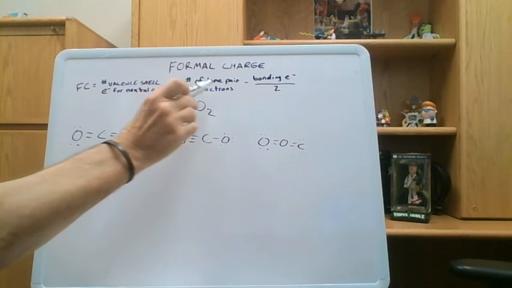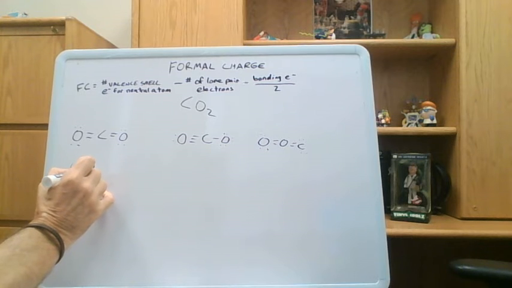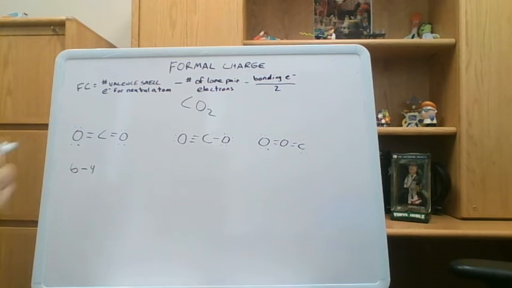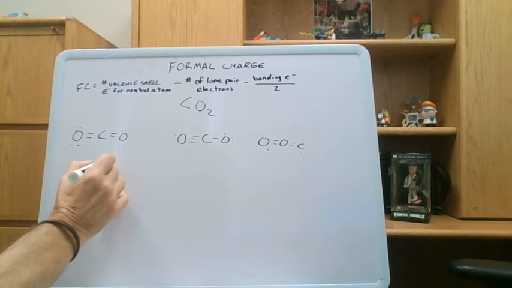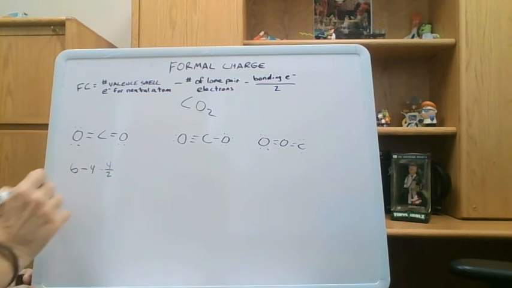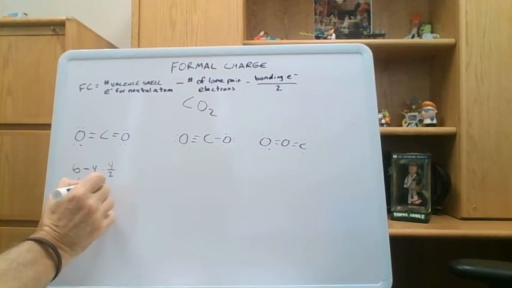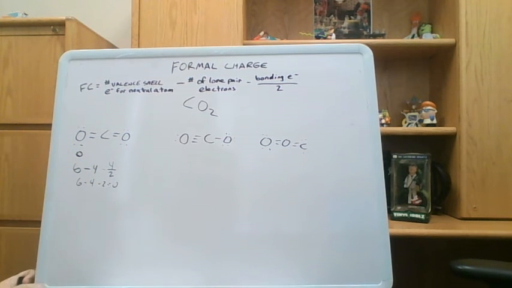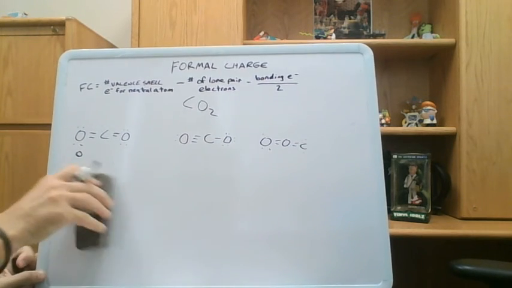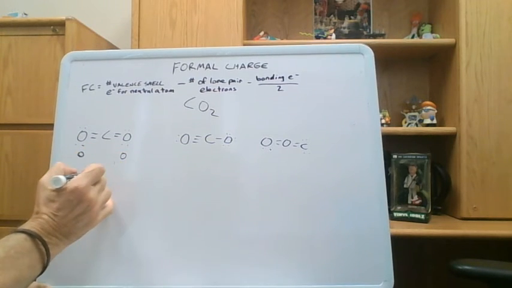Then we're going to subtract the number of lone pair electrons, so there's 1, 2, 3, 4. And then we have 4 bonded electrons, and we're going to divide that by 2. So we have 6 minus 4 minus 2, which equals 0. So the formal charge here would be 0 for that oxygen. And to save us some calculation time, this oxygen is equivalent, so it's going to be 0 as well.